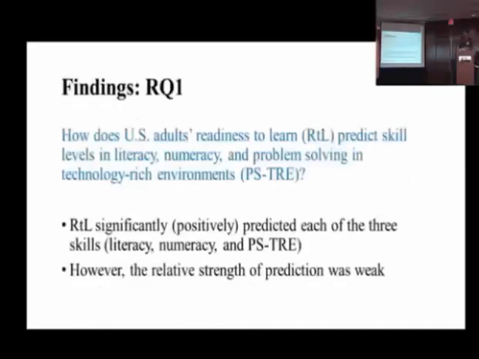So our findings for the first research question, which was how does readiness to learn predict these 3 skill outcomes in addition to these other variables we included in there. We found that readiness to learn significantly and positively predicted each of the 3 skills, literacy, numeracy, and problem solving, I guess is our term here. However, the relative strength for the prediction of readiness to learn was weak.